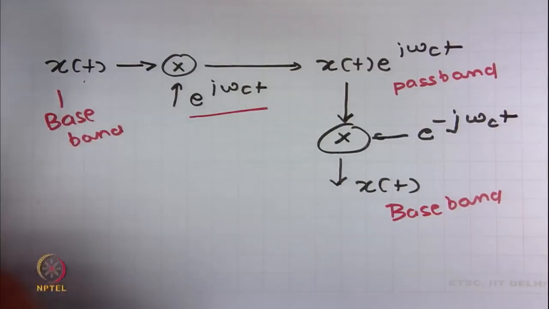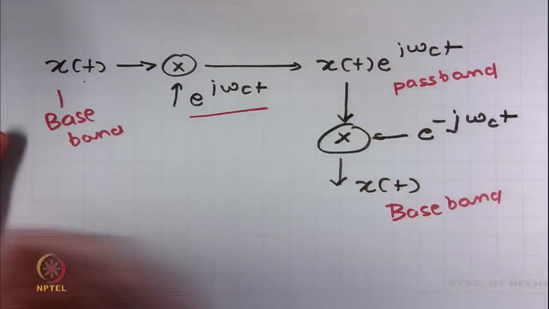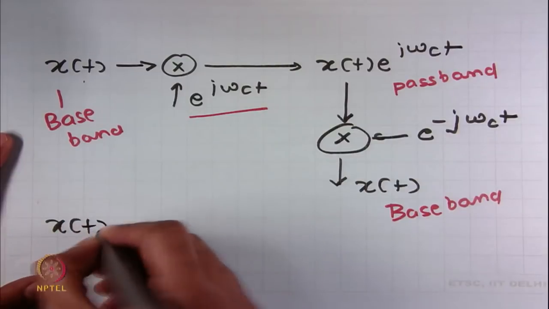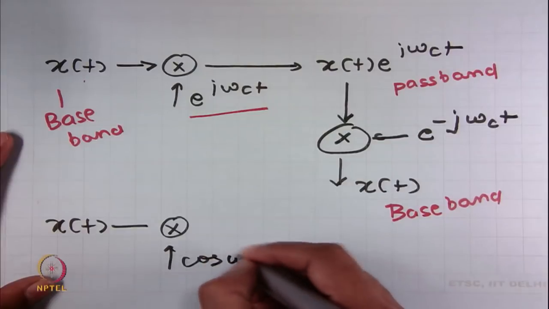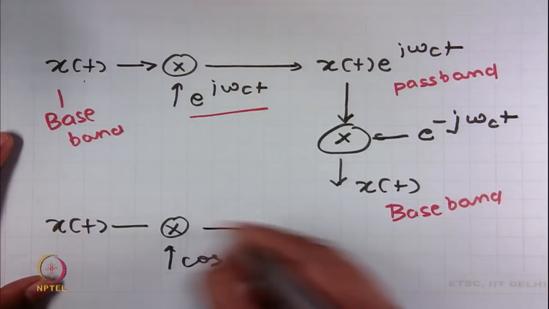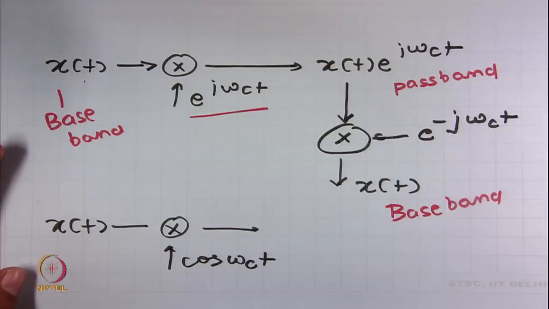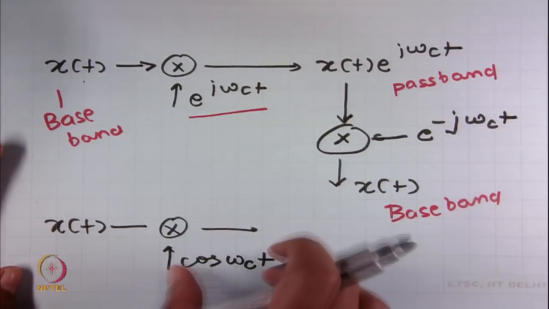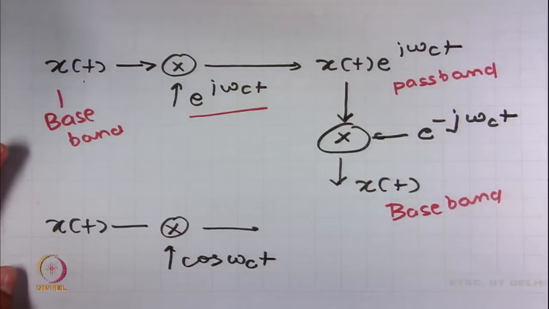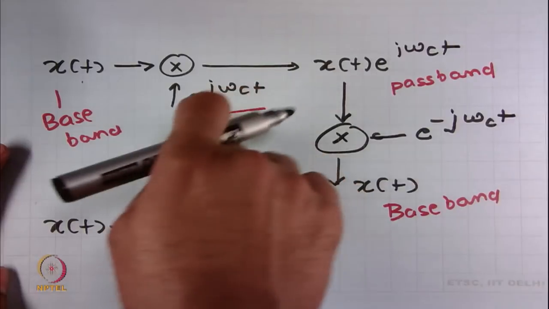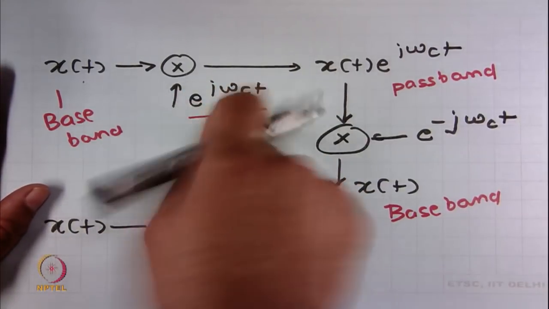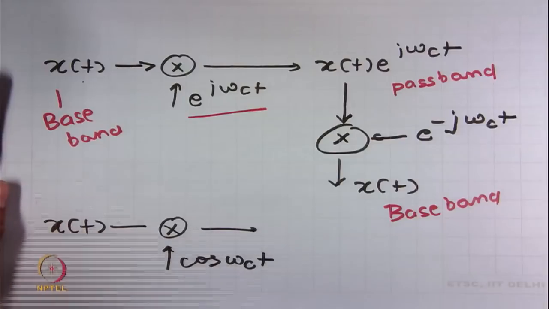So, in reality what happens is, instead of having this e to the power j omega c t, you would multiply this with cos omega c t. Cos omega c t is a real signal. It has almost the same effect as this signal in translating the spectrum, because this signal can be understood in terms of this signal. It is nothing but e to the power j omega c t plus e to the power minus j omega c t, divided by 2. So, we do not worry about this at this point.